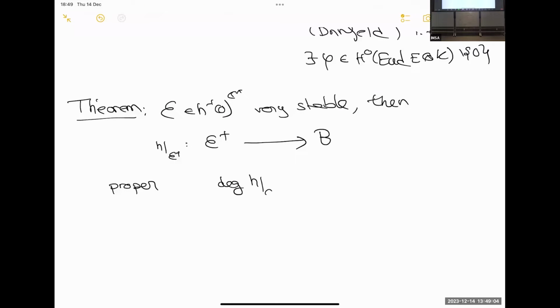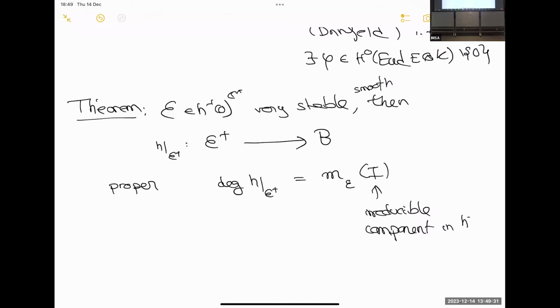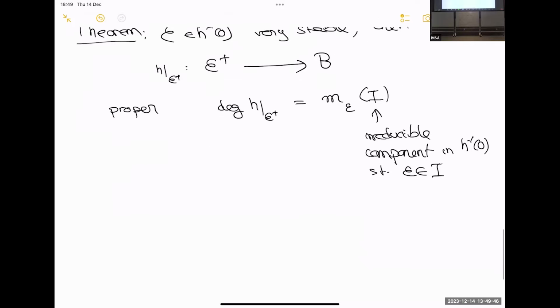And thus the degree is well defined. So the degree gives you, if the point is very stable, and I should say smooth point, so stable as well, then the degree of this map is the multiplicity of the irreducible component of the nilpotent cone containing this point. Okay, so if one has a very stable point in an irreducible component, then one can perform this calculation.